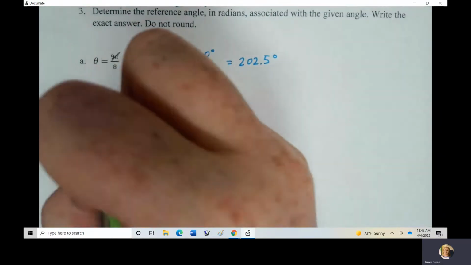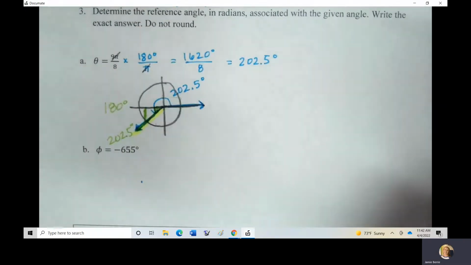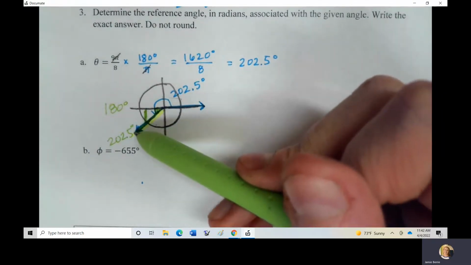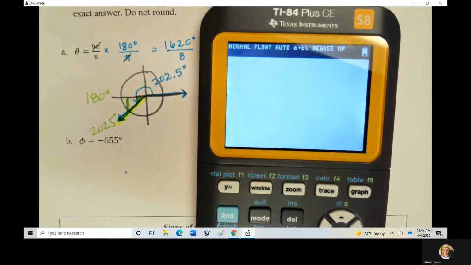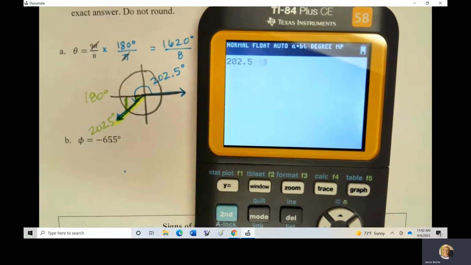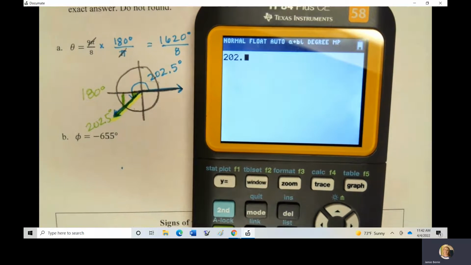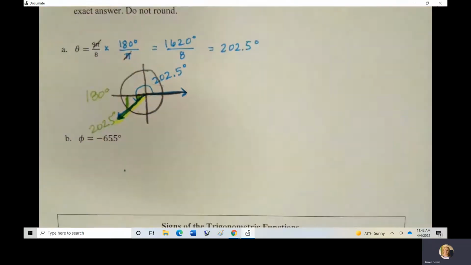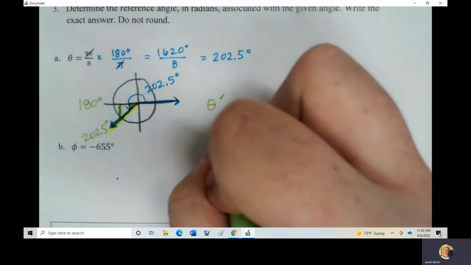All right, so we know that this is 180. We know that this is 202.5 degrees. So what is the distance right here between 202.5 and 180? Well, we can find that pretty easily just by subtracting. So 202.5 minus 180 is 22.5 degrees. That's that tiny little angle right there. So our reference angle, theta prime, is 22.5.